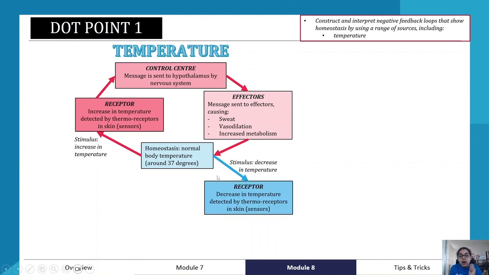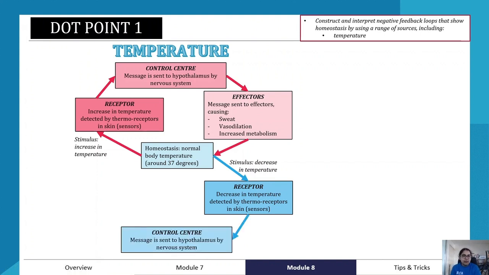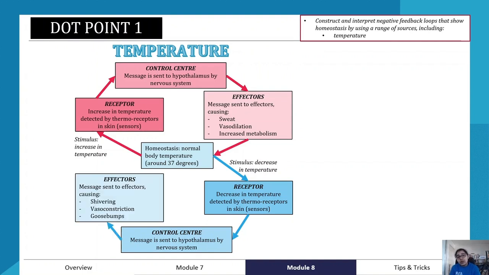However, if there is a decrease in the temperature that is also going to be detected by the thermoreceptors in the skin, then the control center is going to be notified. The control center is then also going to notify the effectors and tell them that, hey, you need to start shivering, there has to be vasoconstriction, and also goosebumps as well. And that is then going to cause the body temperature to increase and return to 37 degrees. And that's the whole cycle.